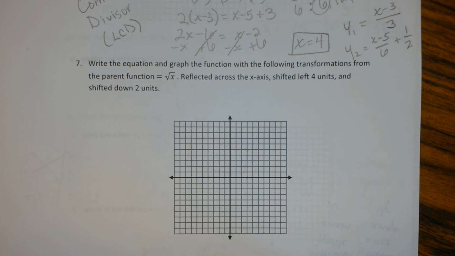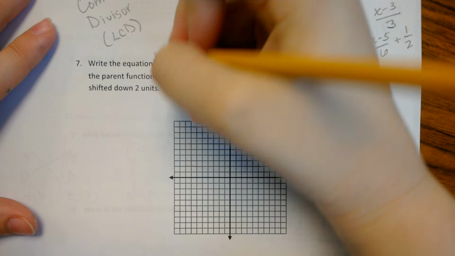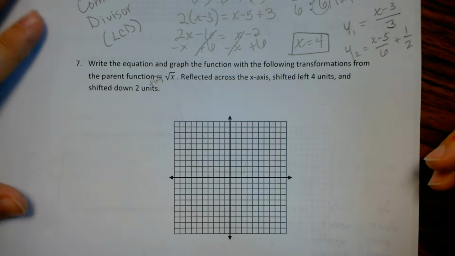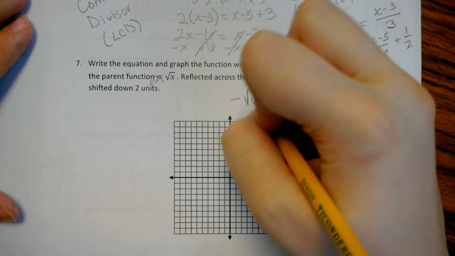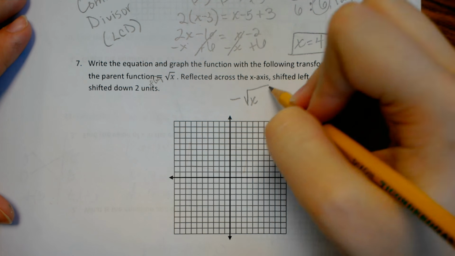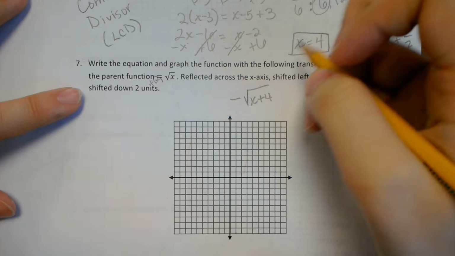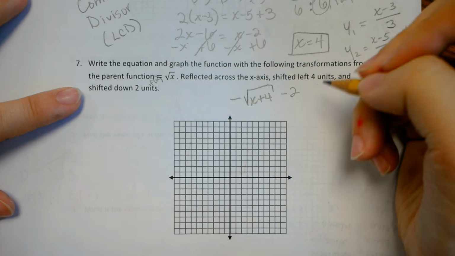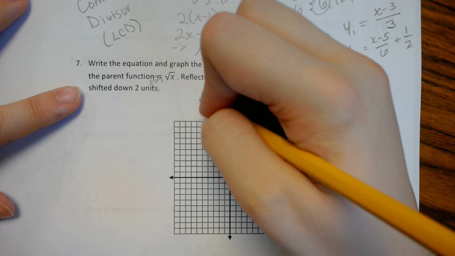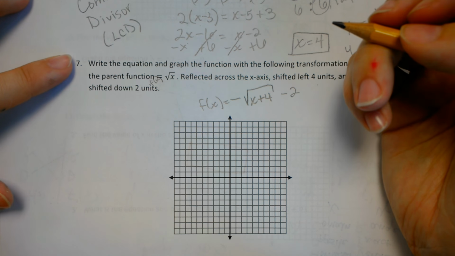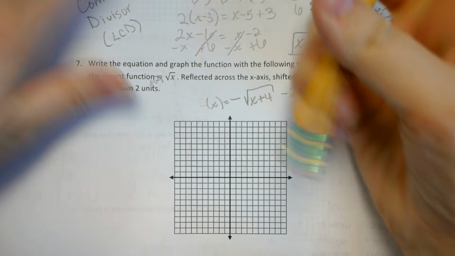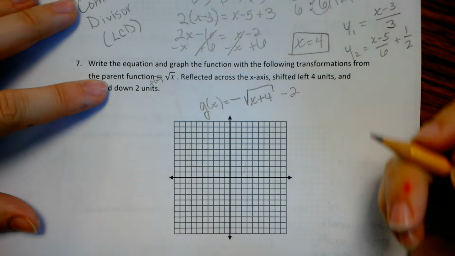So number 7, I need to write an equation and graph the following transformations from the parent function. I should say f of x is equal to square root of x. So it's reflected across the x-axis, so it's negative square root. Shifted left 4, so it's x plus 4, and then shifted down 2, so I have minus 2 on the outside. That's equal to, well, I'll say g of x, because f of x is the square root of x.